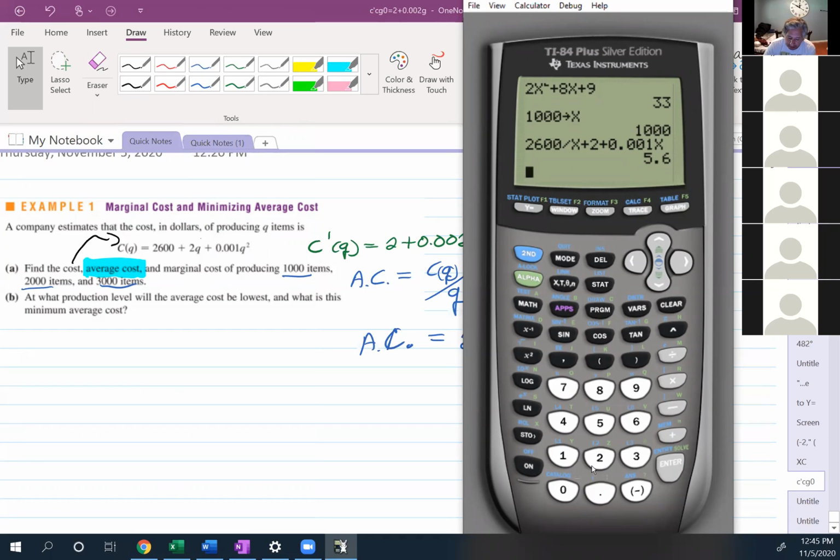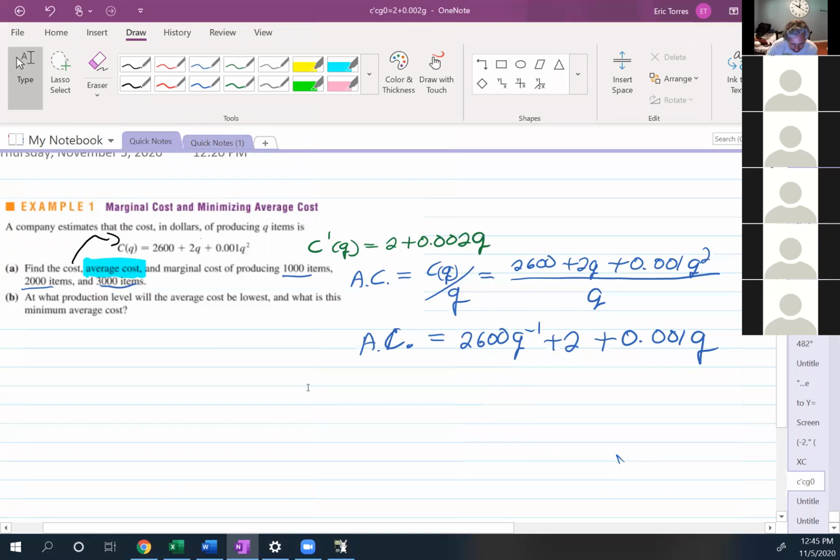If I wanted to change that to 2,000, once you have it in your calculator, I can just store that as X, enter, second function entry, second function entry. I don't have to retype everything. And we can see that my average cost per unit is $5.30 when making 2,000 units. So again, it's just a matter of getting the formulas first and plugging and chugging from here.